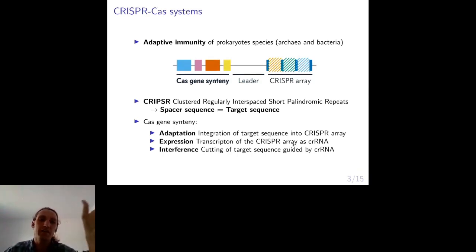Most of the functions of the CRISPR-Cas system are given by the Cas genes. There are some Cas proteins that are involved in the adaptation that consists of integrating the target sequence into the CRISPR array. There are Cas proteins that are involved in the transcription of the CRISPR array as a CRISPR RNA, so it will be recruited at the level of the leader sequence, and it will transcribe the CRISPR array. And after, you have other Cas proteins that are involved in the interference that will be guided by the CRISPR RNA and allow to cut and remove the invasive sequence from the cell.